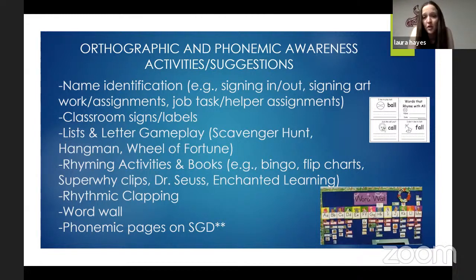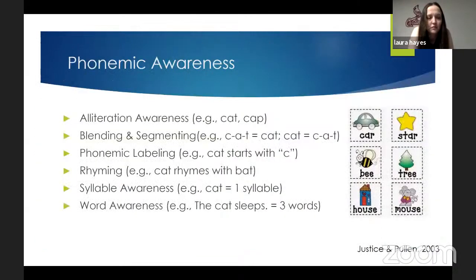Using a word wall. So here's a great example from a classroom where, as they've learned different words throughout the year, they're highlighting those so that they're continually in the student's dictionary and in their site. And then, as I mentioned, using those phonemic pages on the AAC systems. So when I talk about phonemic awareness, there are many different ways to build your phonemic skills. Here's a list of them, and I've included activities that go along with each of these on the Google site.